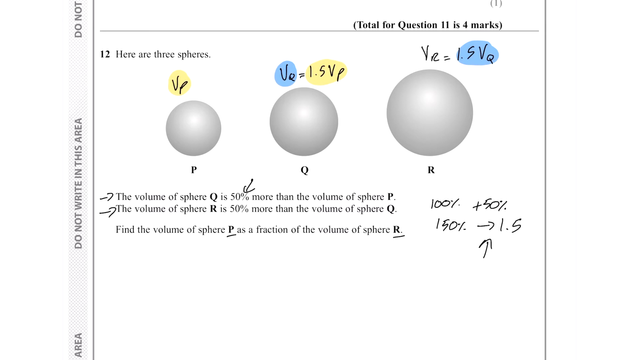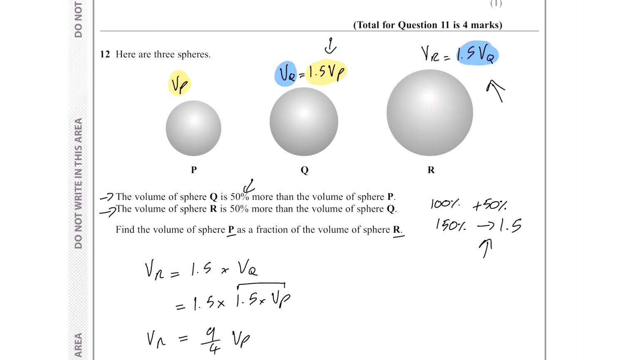So if we start from right to left, we have the volume of R is equal to 1.5 times the volume of Q. That's me writing that out there. Now, what is the volume of Q? Well, we can figure that out by looking here: the volume of Q is 1.5 times the volume of P. So we can write this out as 1.5 times 1.5 times Vp. That came from here. So if you write that as a fraction, that can be written as 9/4 volume of P is equal to the volume of R.